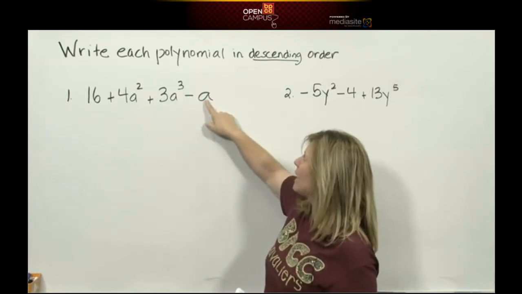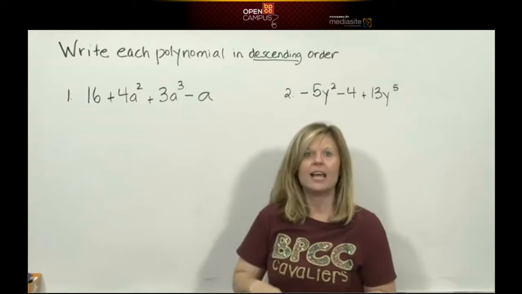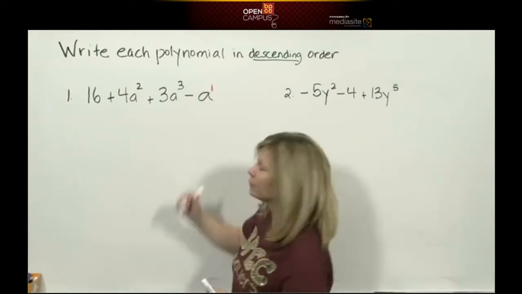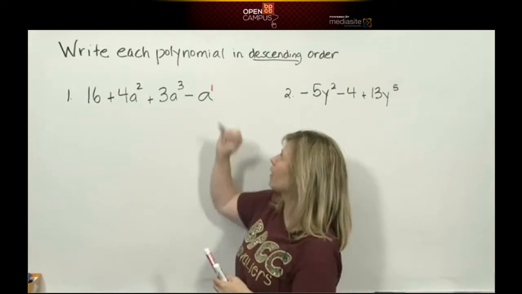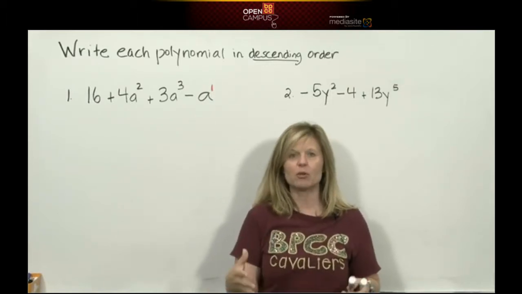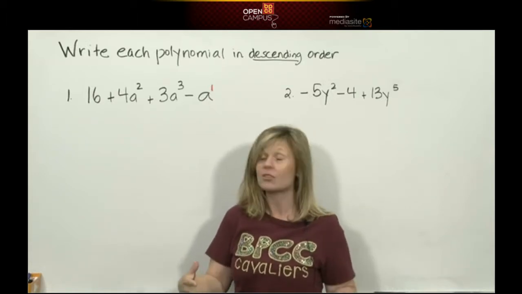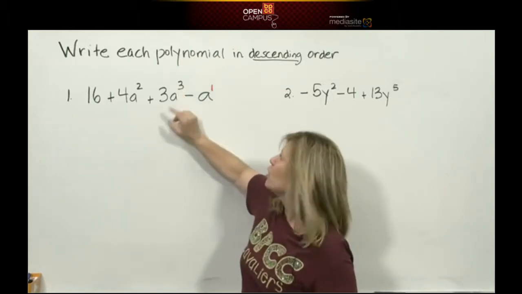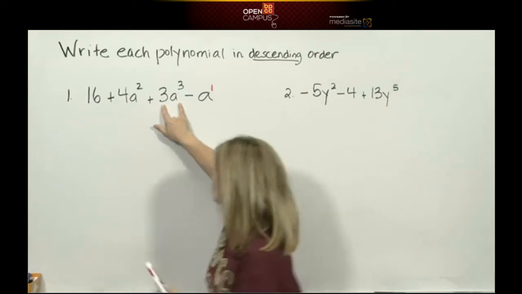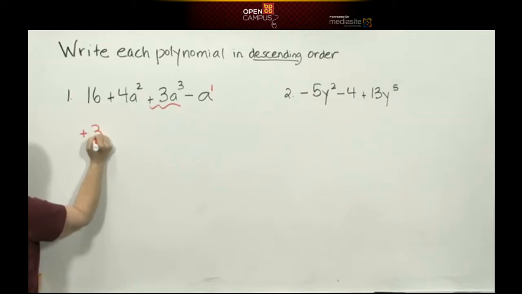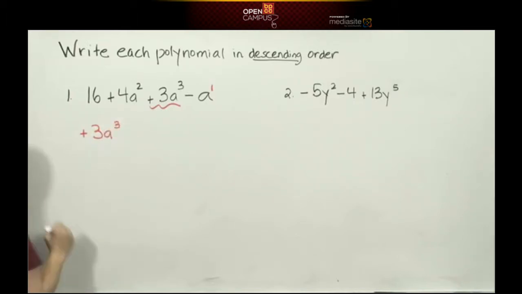Now, this is the letter a, so there's an exponent there. If it's not written, it's understood to be the number 1. So that's a to the first. So that's the first thing we have to do to write in descending order. We have to locate our exponents. Now we have to look at who's the biggest. Well, it's the 3. So this term has to go first. So this term is a positive 3a cubed.